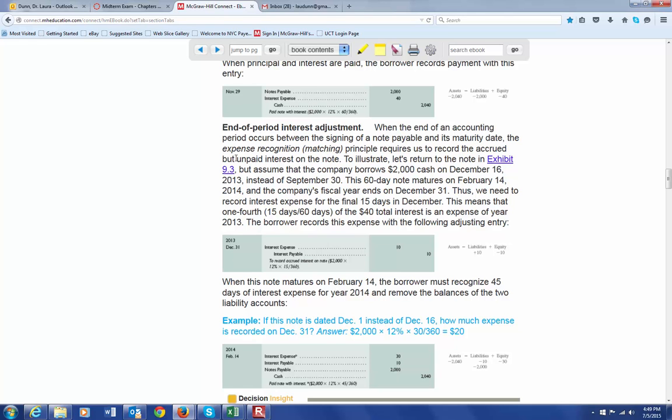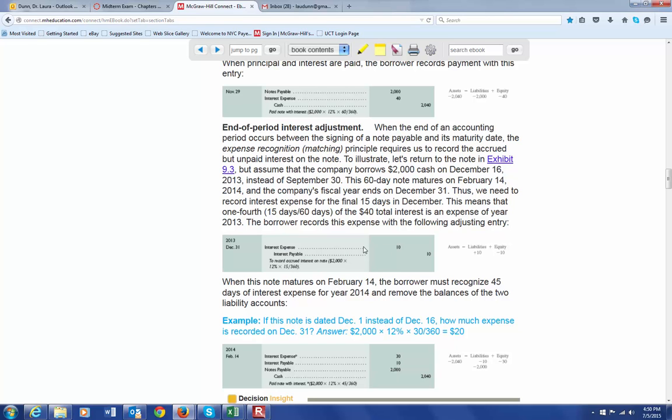Because of the expense recognition or matching principle, it requires us to record the accrued but unpaid interest on the note. So if you borrowed this money not on September 30th but on December 16th, and your fiscal year ends on December 31st, we need to record that interest expense accrued between December 16th and December 31st. That's 15 days, so 1/4 of that interest needs to be recorded in this year, not next year. And this is how you would do that.